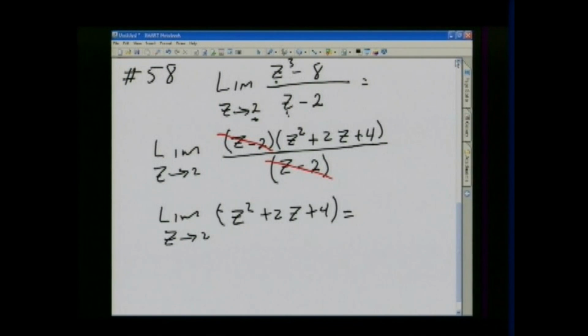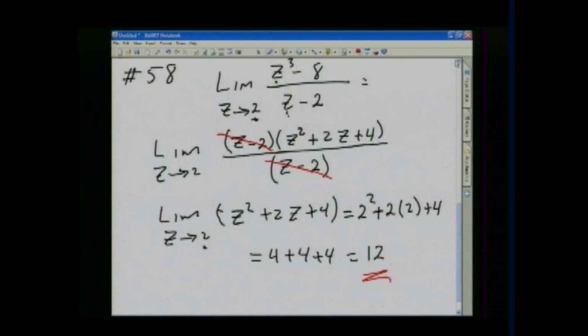For z, you substitute 2. So it would be 2 squared plus 2 times 2 plus 4. Therefore, this limit would be equal to 2 squared is 4, 2 times 2 is 4, plus 4, equal to 12. So that's the limit.